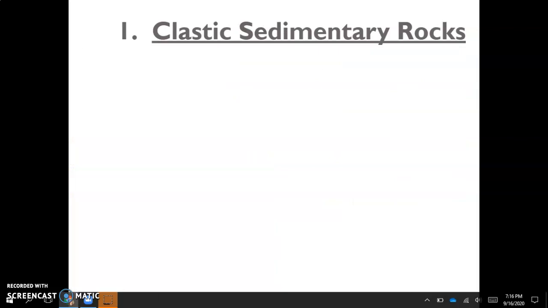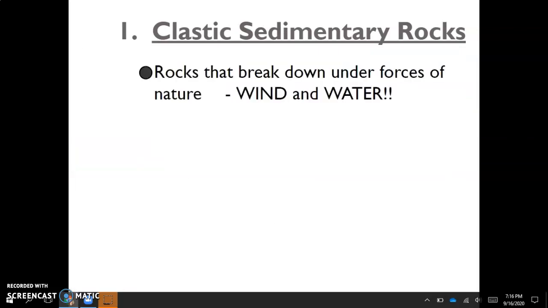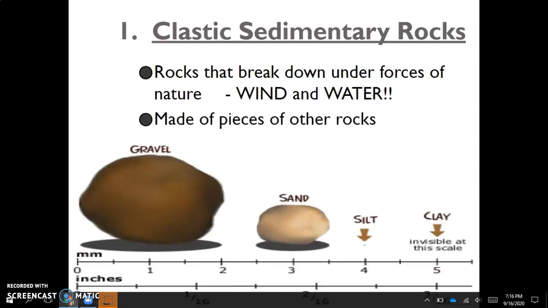There are 3 different types of sedimentary rock we need to know about. The first is clastic sedimentary rocks. These are rocks that are broken down under forces of nature, so wind or water, and they're just made of pieces of other rocks. Examples are things like gravel, sand, silt, and clay, and these are all components of soil as well. So clastic sedimentary rocks are just broken down by wind and water, and they're pieces of other rocks. That's the first one.